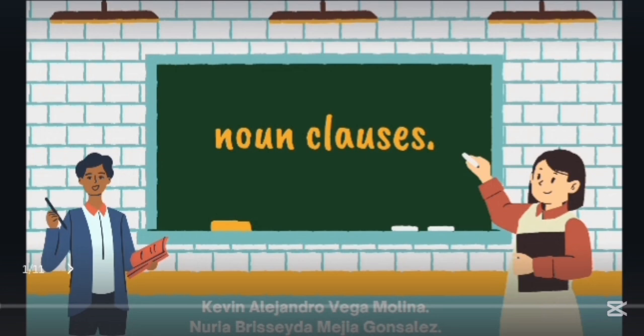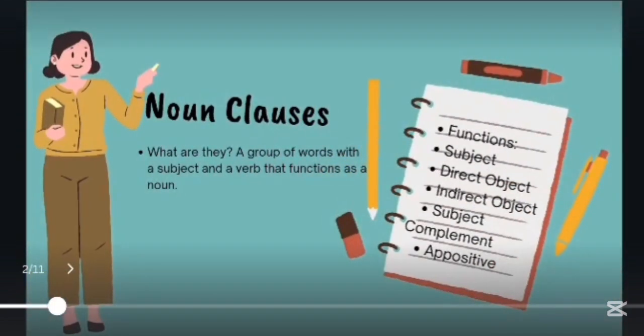So we have different types of clauses, like adjective clauses, adverb clauses, and relative clauses. The first one is noun clauses. So what are they? They are a group of words with a subject and a verb that functions as a noun.